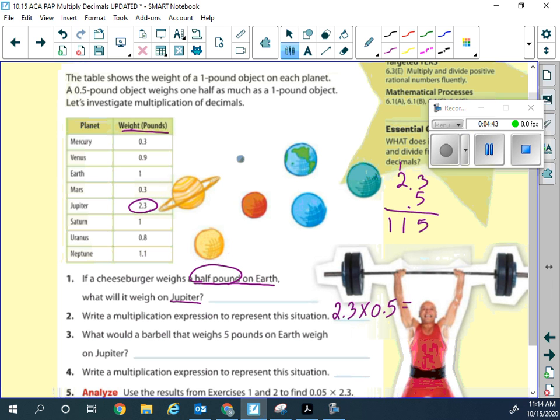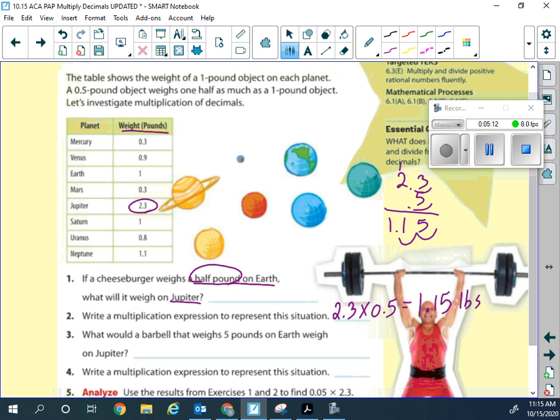Right? We just multiply as normal. Yes, this is 5th grade work. Now what? That's right. You have to count how many decimal places you went over. We went over 1, 2, so that means I'm going to go over 1, 2, and put my decimal there. So that means something that weighs a 1/2 pound on Earth is actually going to weigh 1.15 pounds on Jupiter. Yes, ma'am.